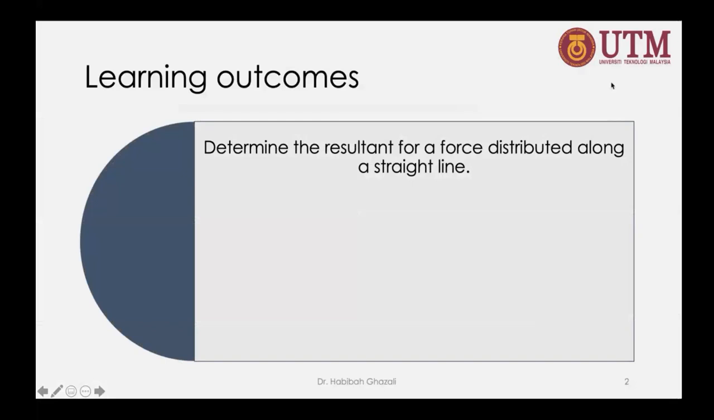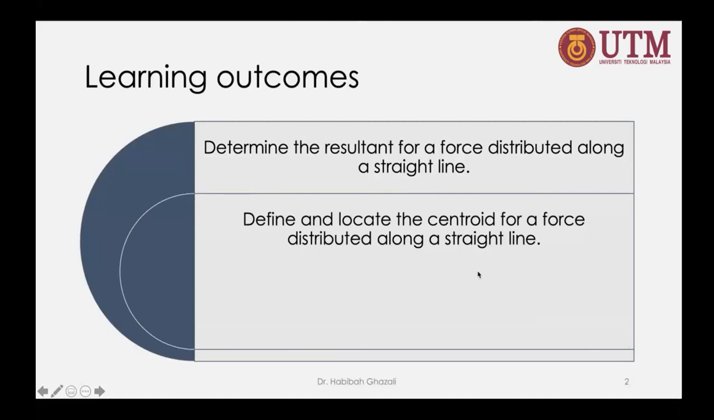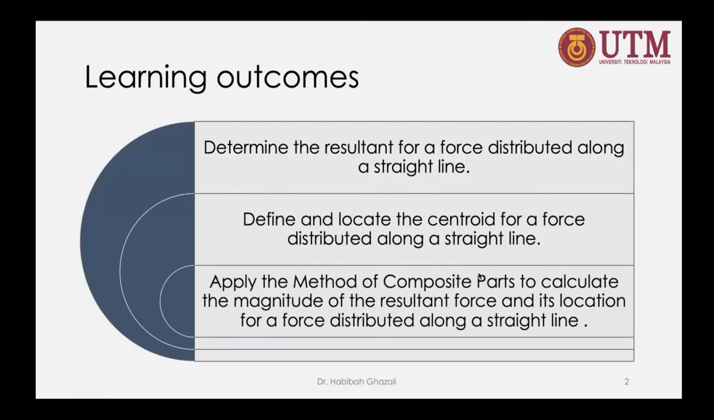Okay, so this is for lesson 2. For chapter 1, we are going to determine the resultant for a force distributed along a straight line, and we are going to define the location of the centroid for a force distributed along a straight line. We are going to apply the method of composite parts to calculate the magnitude of the resultant force and its location for a force distributed along a straight line.